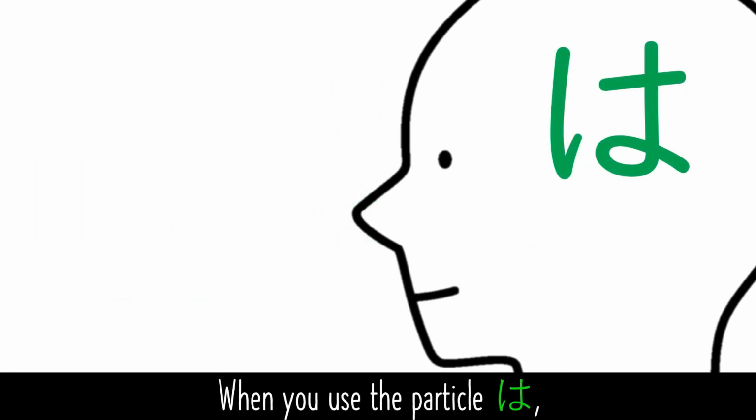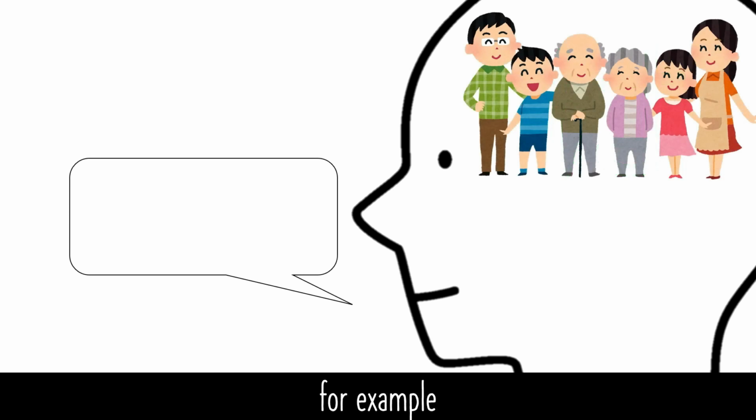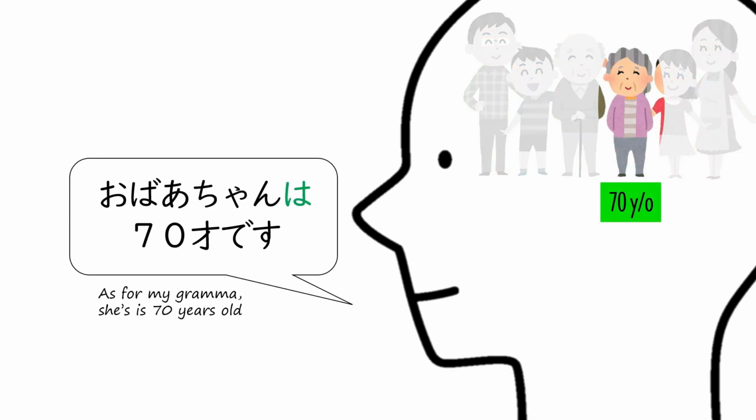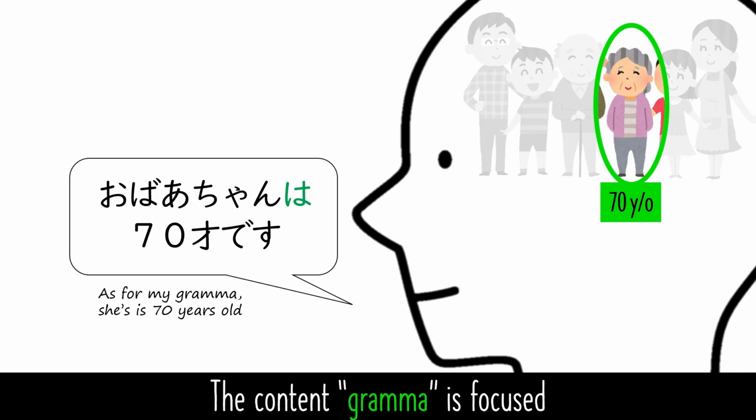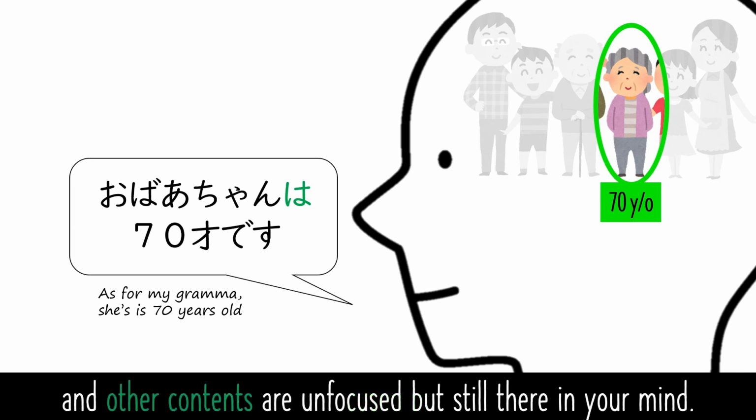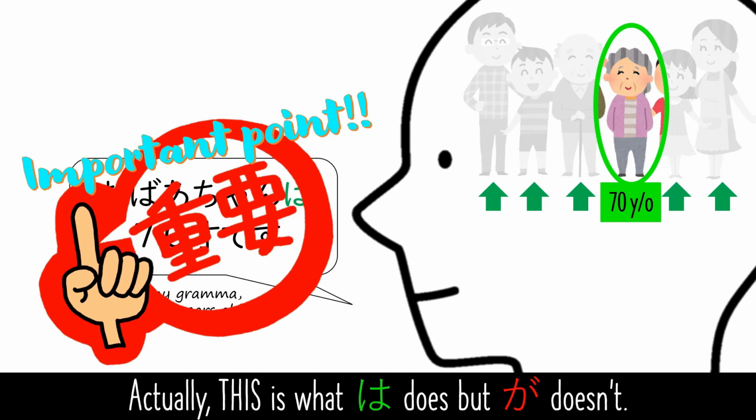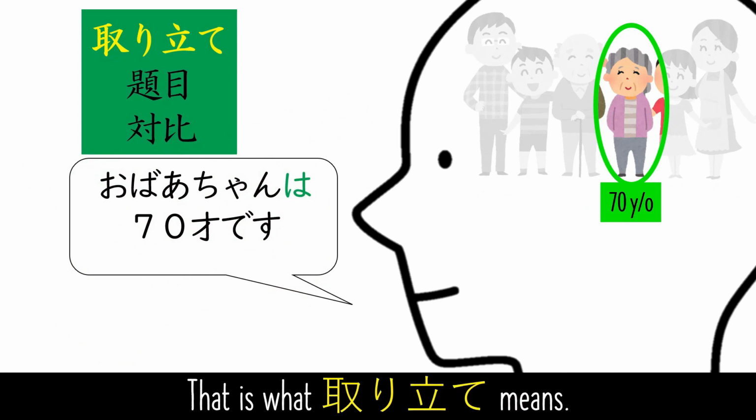When you use the particle wa, for example, おばあちゃんは70歳です, the content, grandma, is focused, and other contents are unfocused but still there in your mind. This is a very important point. Actually, this is what wa does, but ga doesn't. That is what 取り立て means.